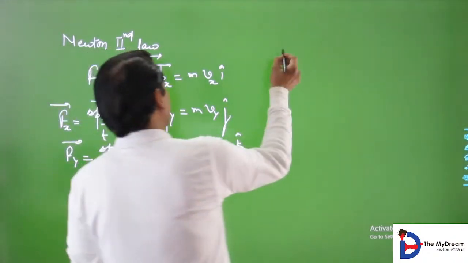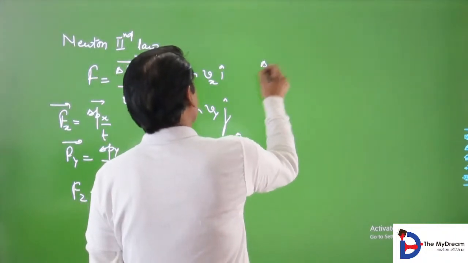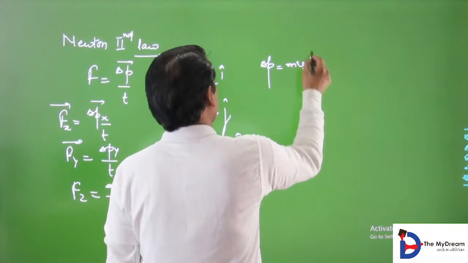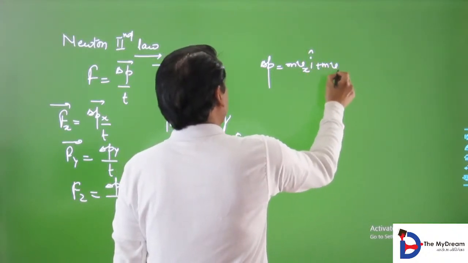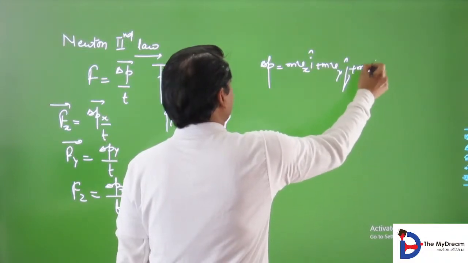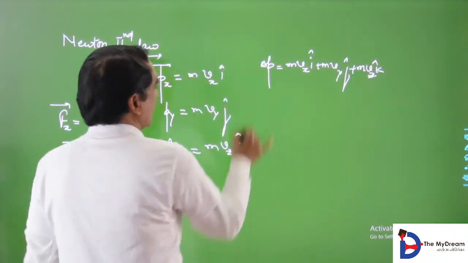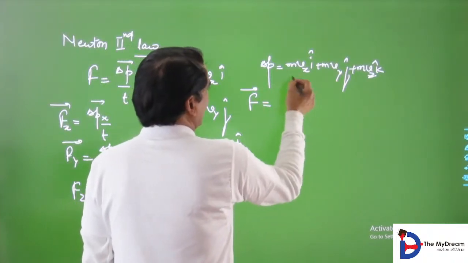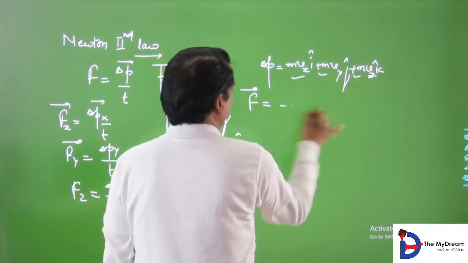If you want to discuss the change in momentum, so mvx i, mvy j, mvz k, which is this divided by t.